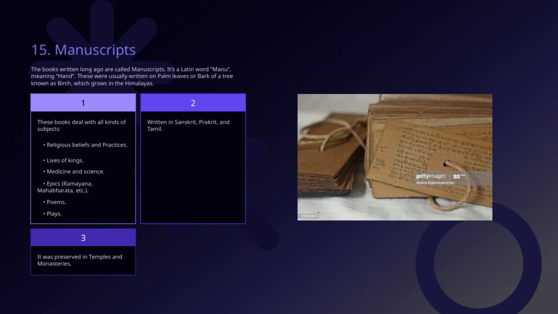The manuscripts were usually inscribed on materials such as palm leaves or bark from the birch tree, which grows in the Himalayas. The term manuscript comes from the Latin word manu, meaning hand, highlighting that these texts were handwritten. These manuscripts are invaluable because they offer us a glimpse into the knowledge, culture, and beliefs of the past. They were carefully preserved in religious and scholarly places, ensuring that this knowledge was passed down through generations.